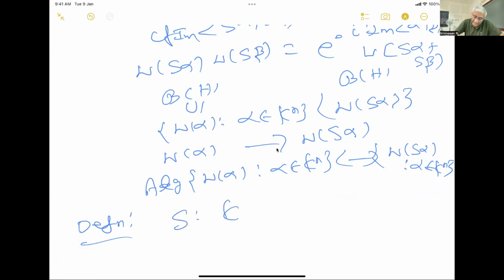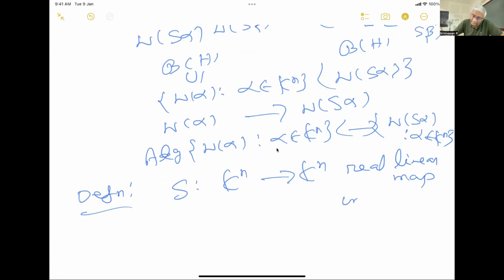So S is Cn to Cn. You can consider Cn as R2n if you want. But since we are going to introduce the imaginary part of the inner product, we need Cn only. We cannot escape it. It's actually a linear map between R2n and R2n. It's a real linear map, and invertible.